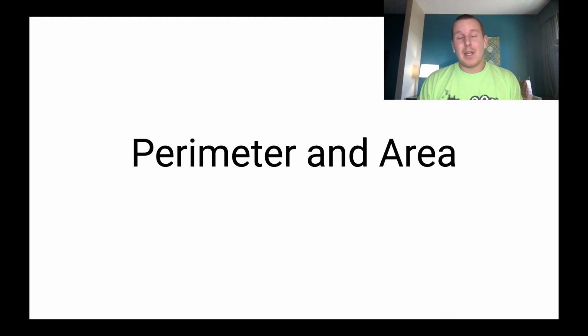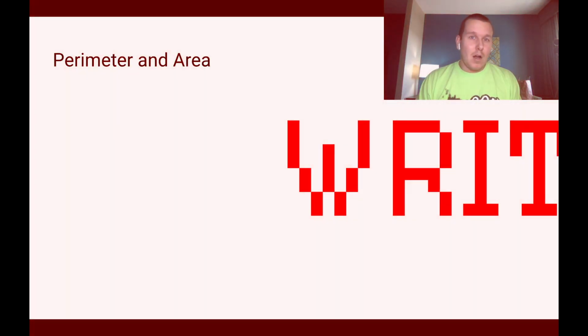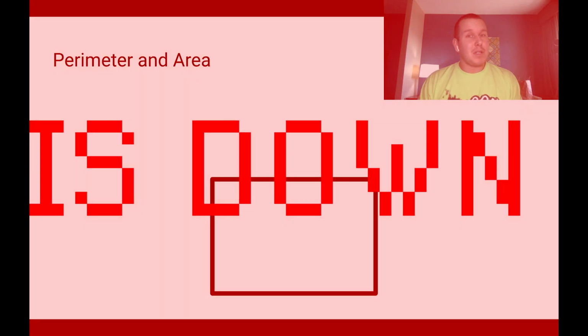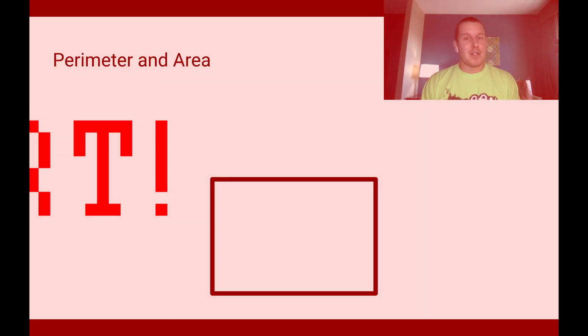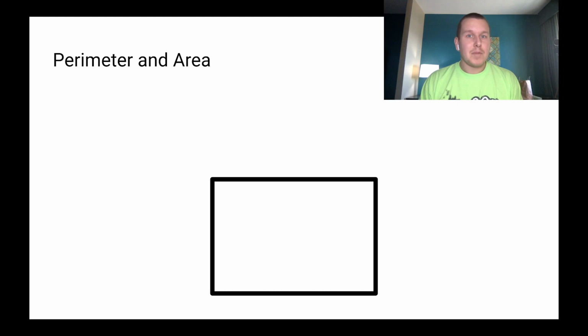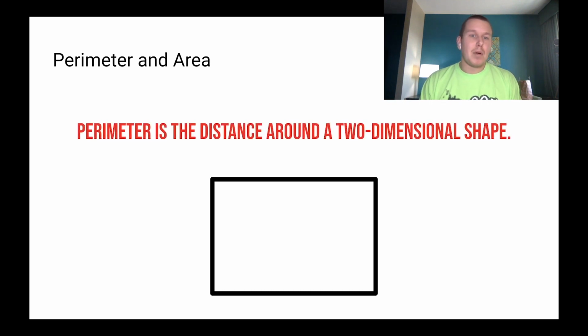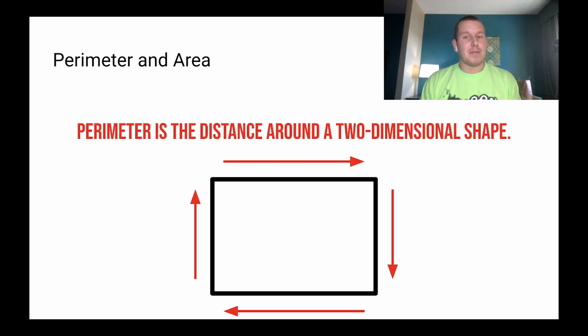So before we get right into the numbers, we're going to talk a little bit about the definitions. First, we have this rectangle, and we're going to be using a lot of rectangles and squares as we're learning about these types of things. So the definition of perimeter is the distance around a two-dimensional shape. And as you can see, some arrows are popping up, so we know that we're going around.